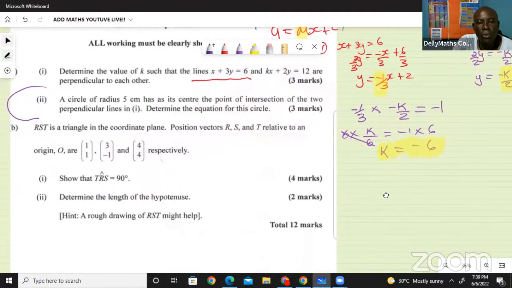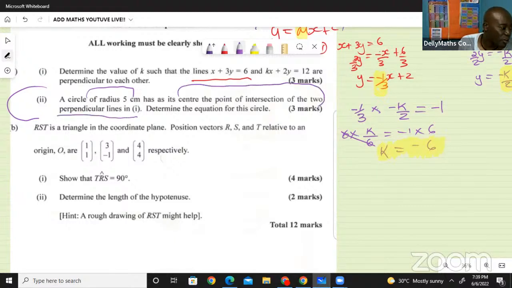All right, now we're told that a circle of radius 5. We were given the radius of the circle, guys, and its center is the intersection of the two perpendicular lines. So now they're going to challenge us to do something, because they're giving us the radius for 3 marks. We got the radius already. So if we find the center of the circle, we're good.